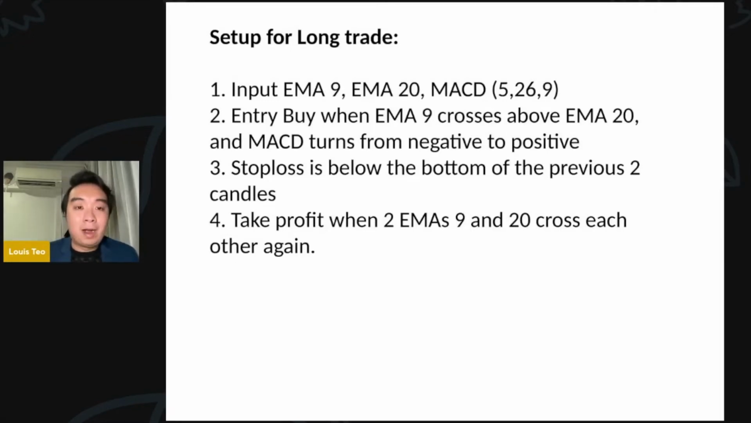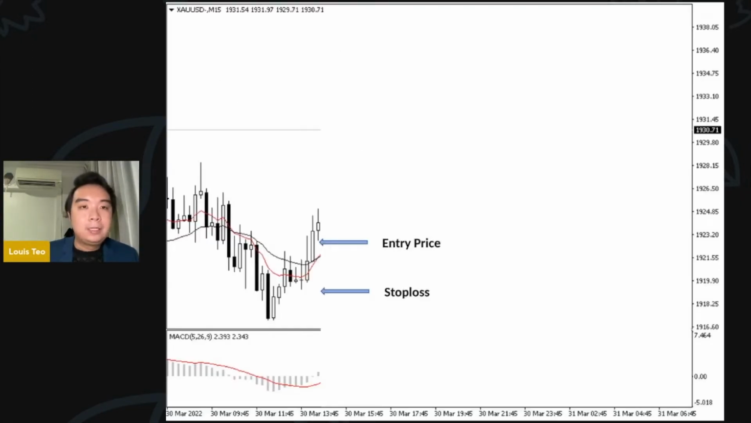And the trigger for us to buy, the condition to be fulfilled, is when the EMA 9 crosses above the EMA 20, and at the same time, the MACD turns from negative to positive. Later on the chart, I will show you guys. The stop loss will be below the bottom of the previous two candles, and we will only take profit when the two EMAs 9 and 20 cross each other again. Basically, we'll be trying to ride out all the way until the market reverses, or when EMA 9 crosses below EMA 20.